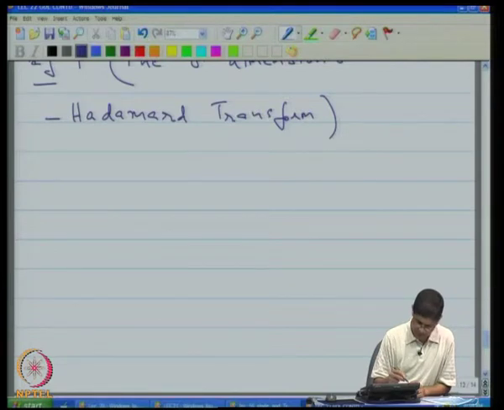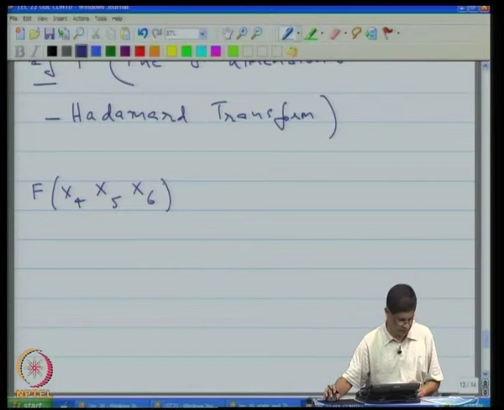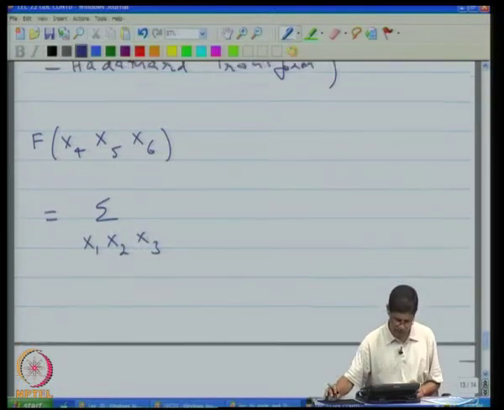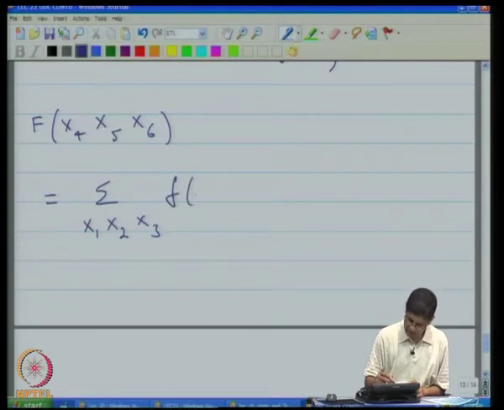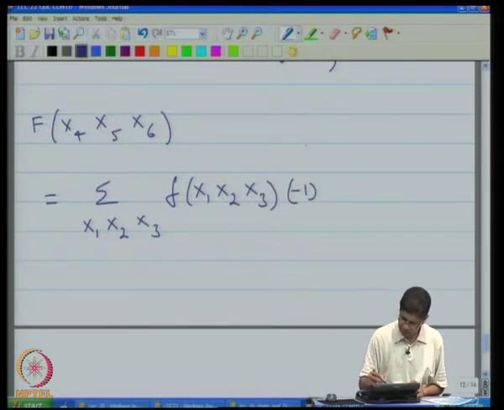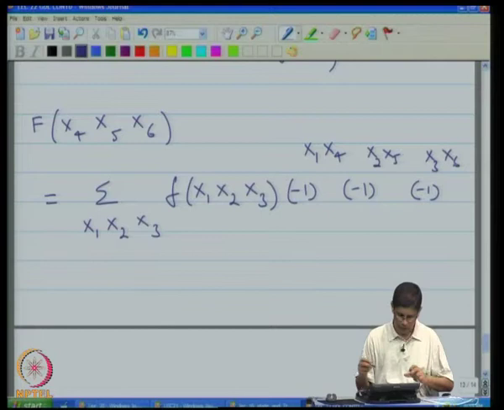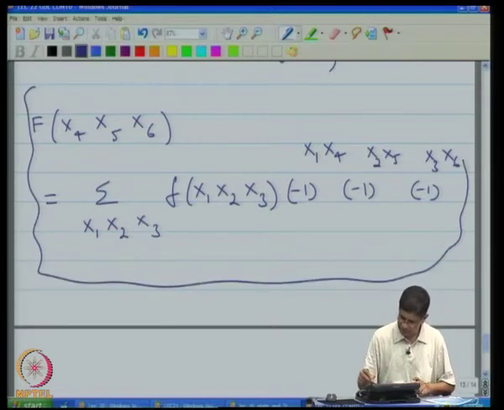The transform carries out the following computation. It says that f of x4, x5, x6 is the sum over x1, x2, x3 of little f of x1, x2, x3 times minus 1 to the x1 x4, minus 1 to the x2 x5, minus 1 to the x3 x6. So, this is the computation that it actually carries out.